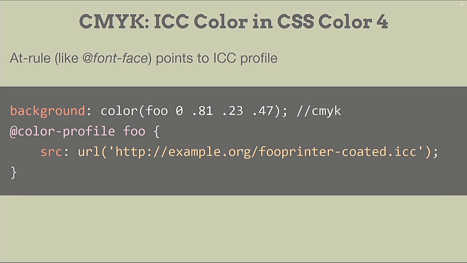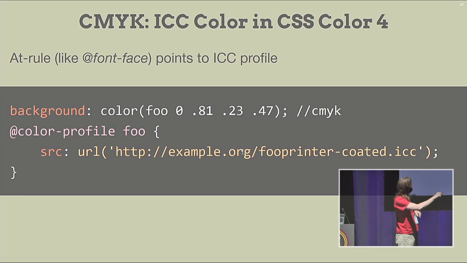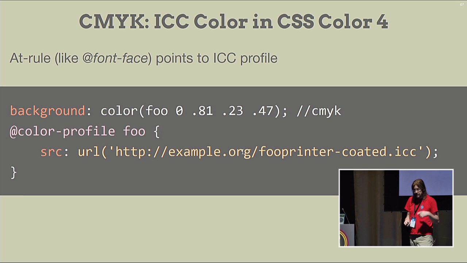And lastly, CMYK. If you're doing a style sheet for print, this is how you will do it. You have an at rule, same sort of thing as at font face. But in this case, it points to a color profile, an ICC profile, and then you can just use it. So I give it a name, foo, and then I say foo, and here's the values. And there's 4 of them, CMYK. That's it. And that's device-independent CMYK, actually. So again, you can send that to different printers, and it will understand it.